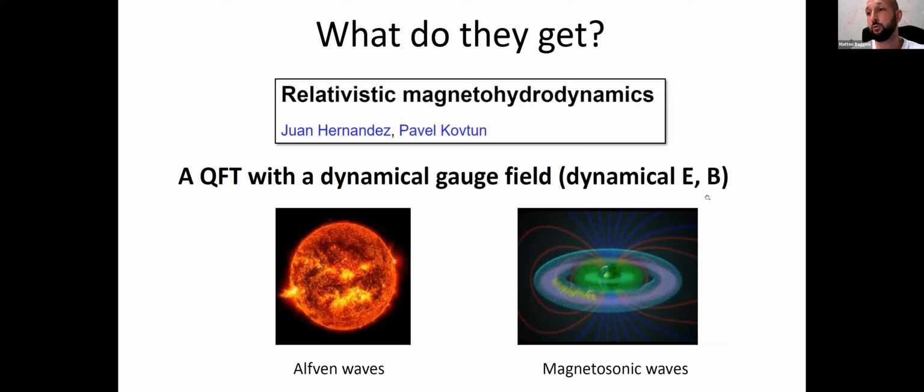So what they prove is that when you look at the dynamics of the boundary description, what you find is exactly what is called relativistic magnetohydrodynamics. Relativistic magnetohydrodynamics is a very fancy word to say a quantum field theory with dynamical gauge field. So you have dynamical electric field and dynamical magnetic fields, which are not present in the usual description. If you follow the standard picture in holography, there's no electric field and no magnetic field which are dynamical. They're just external. And here, of course, the interest is towards magnetohydrodynamic systems. For example, there are many effects which are very interesting from the point of view of nuclear physics, like Alfven waves in the sun and magnetosonic waves. And I will tell you more about this in the next slides. So they get this very funny magnetohydrodynamics at the boundary.